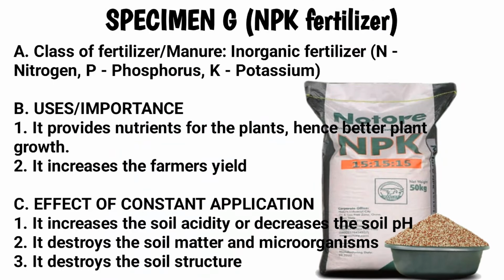We have specimen G, which is the NPK fertilizer. It is called this name because the N there stands for nitrogen, the P stands for phosphorus, and the K stands for potassium. So it supplies these nutrients or these elements to the soil and ultimately to the plant.